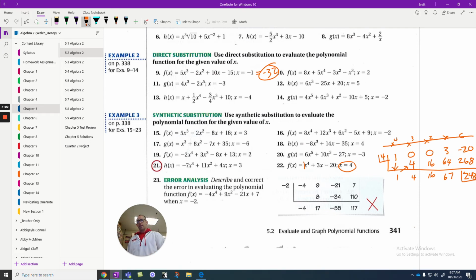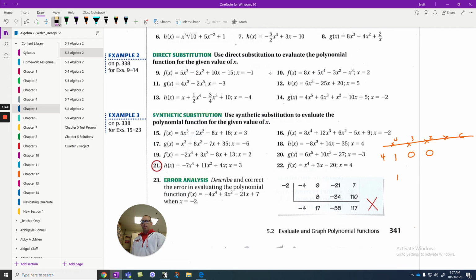So that's how we do the synthetic substitution. Comes up with the answer. If you'd plugged 4 into this equation originally, same answer. Doesn't change anything. Oops, forgot, I got to get my right pad here. Let's get rid of all that.